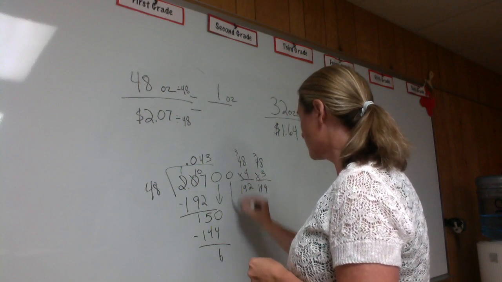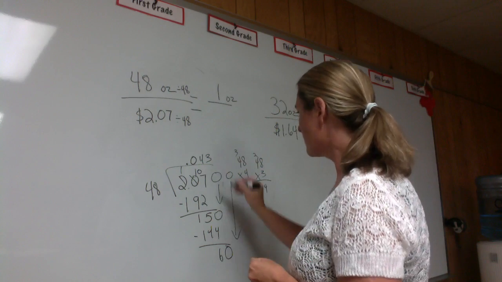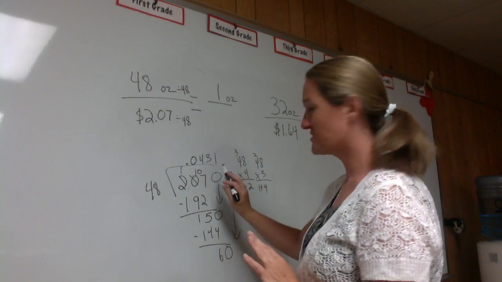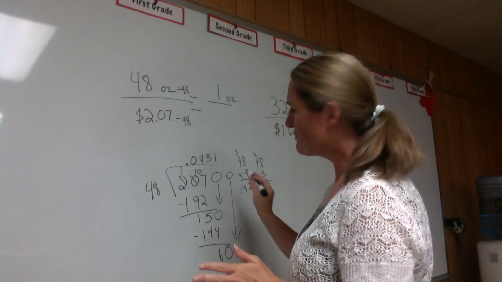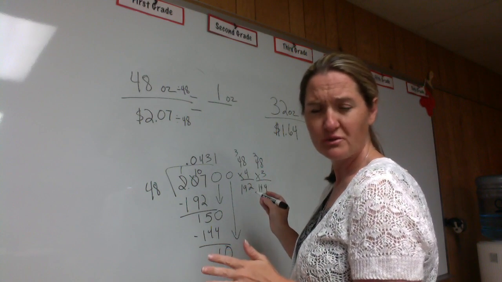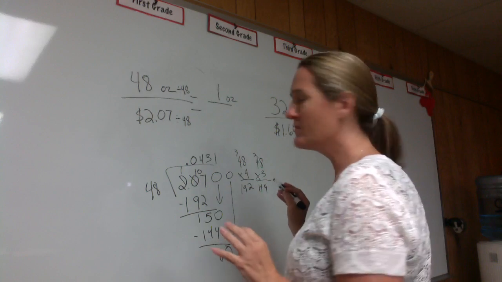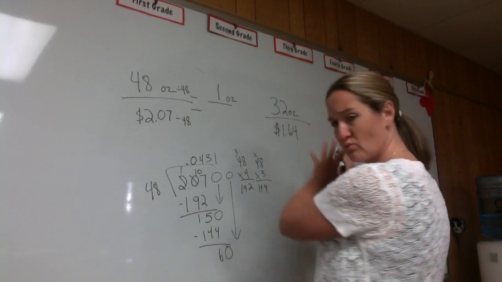6, annex another 0. All right, and we're going to do the 1. Okay, I'm going to stop there, because right now I'm at just over about 4 cents, 4.31 cents per ounce, okay? I'm going to stop there, so let's go over and work over this one.